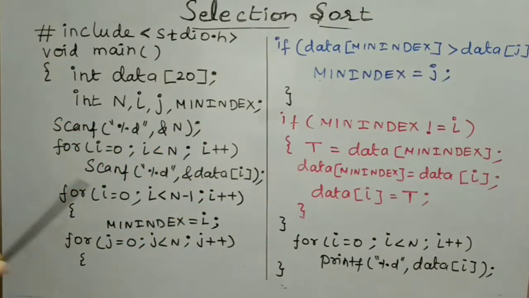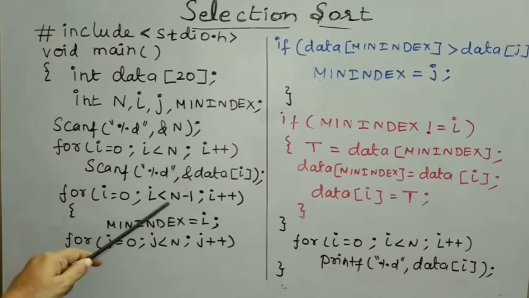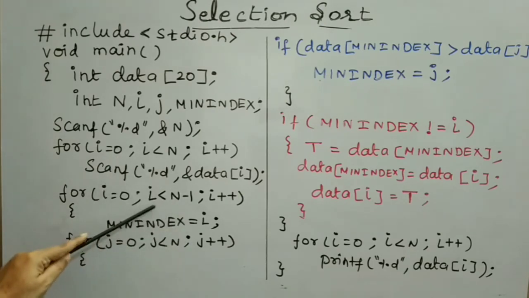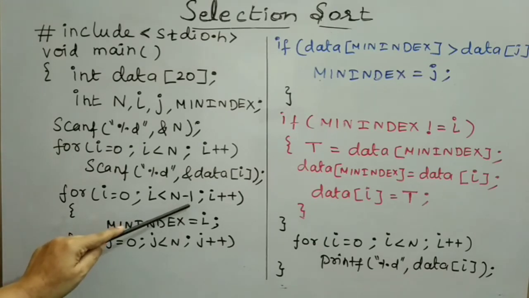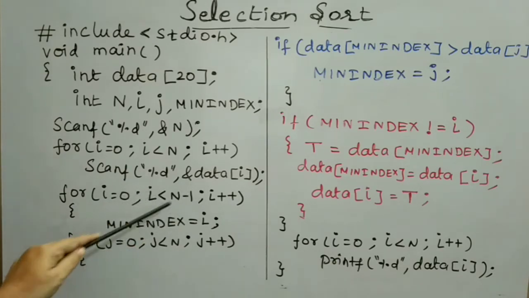I need to move from the first element in the array to the last but one element. So I hold the index position of the first element. The first element is in 0th position, and the last but one element is in index position n minus 2. So i is less than or equal to n minus 2, or it may be converted into i less than n minus 1. Both are the same. Then i plus plus.